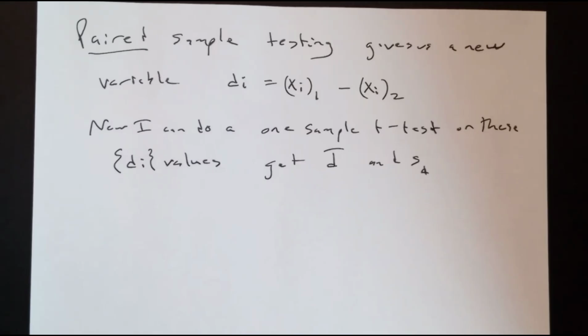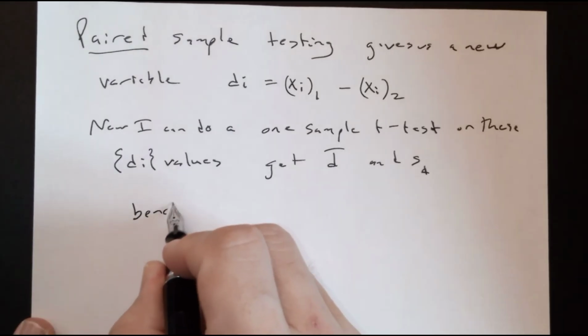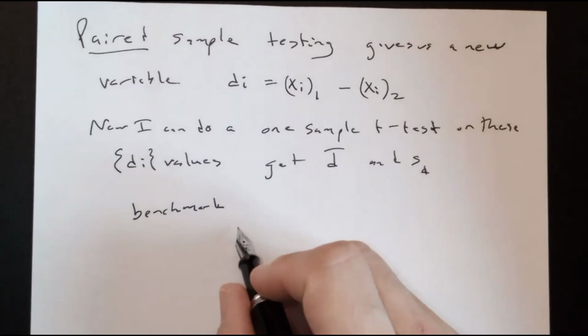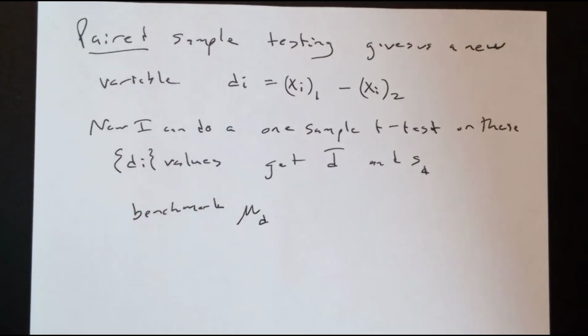And I can say, oh, I've got a benchmark, right? So I said it earlier that exercise will lower your blood sugar level. Well, let's say it'll lower it by 15 points. I would then have a benchmark, 15 points. A 15-point difference. I'm going to call that mu D. Like, remember we called it mu 0 for our benchmark in a one sample test? But now this is specific to the differences. So I'm going to call it mu D.